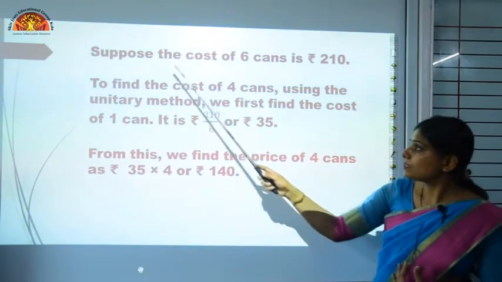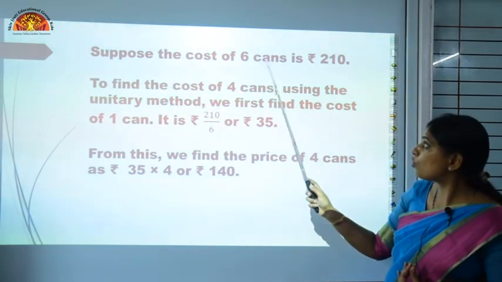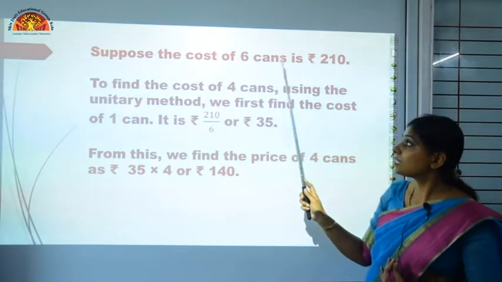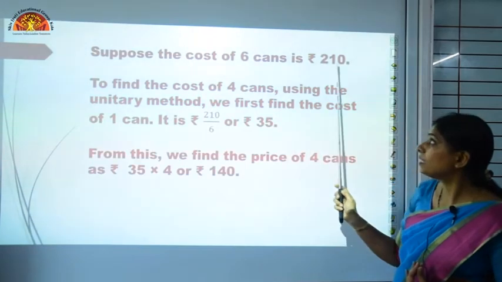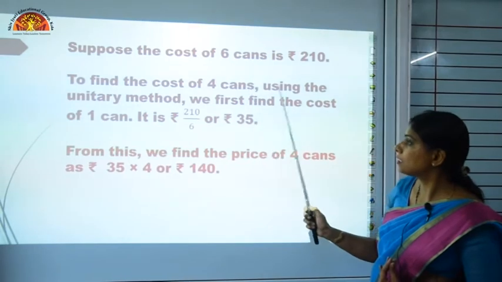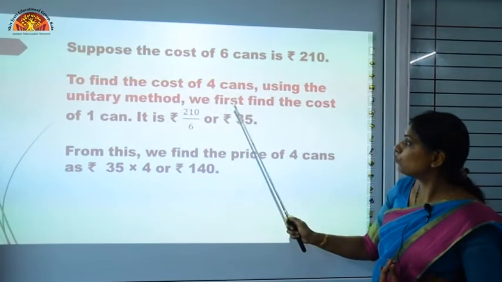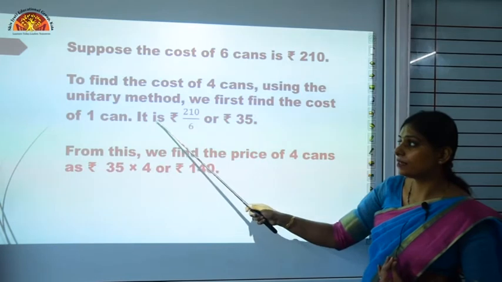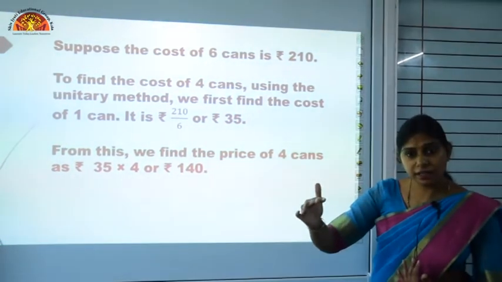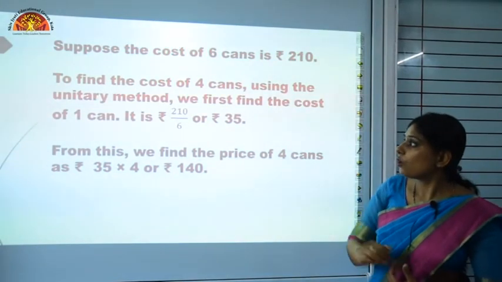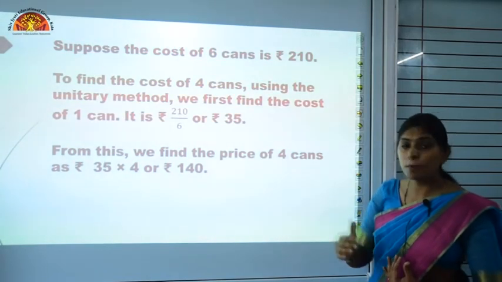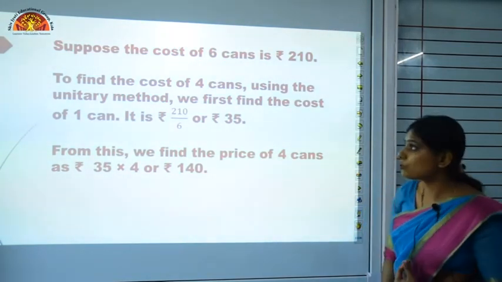The first question is: suppose the cost of 6 cans is ₹210. तो हमें क्या दिया हुआ है कि 6 cans का कॉस्ट कितना है, 210 रुपीज. To find the cost of 4 cans using the unitary method, we first find the cost of 1 can. तो यूनिटरी मेथड के अकॉर्डिंग सबसे पहले हम किसी एक कैन का कॉस्ट फाइंड आउट करेंगे और फिर उसके बाद जितनी नंबर ऑफ कैंस का हमें कॉस्ट पूछा गया है हम उससे उसको मल्टीप्लाई करेंगे. So we will solve this question on the board.